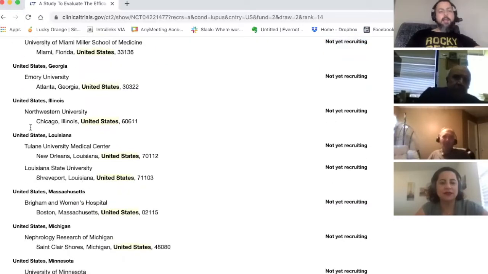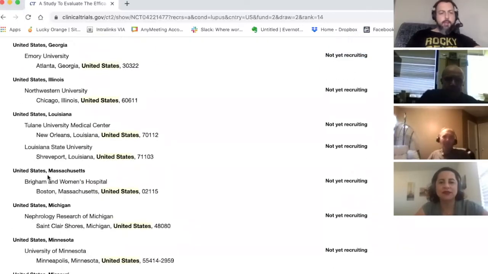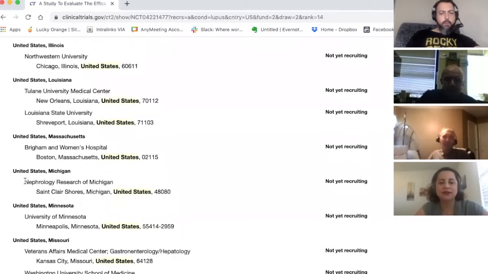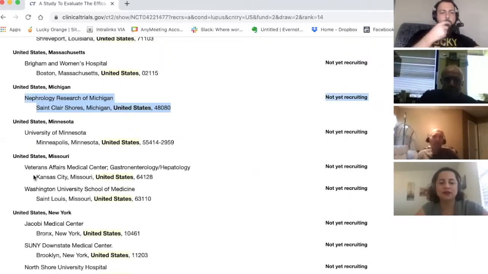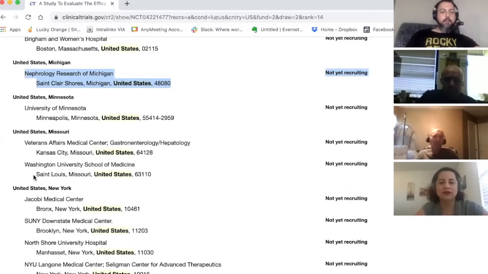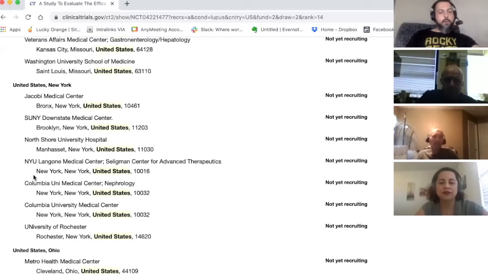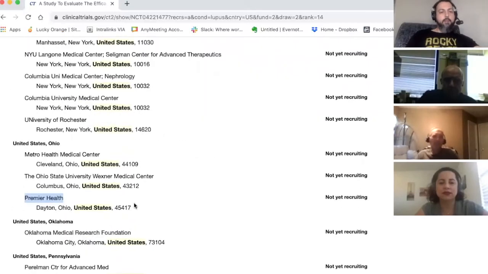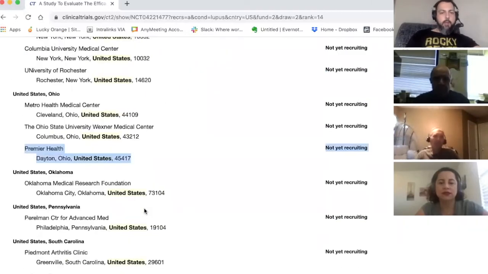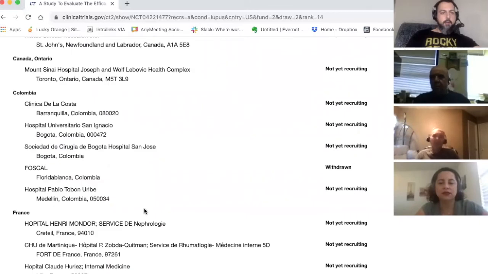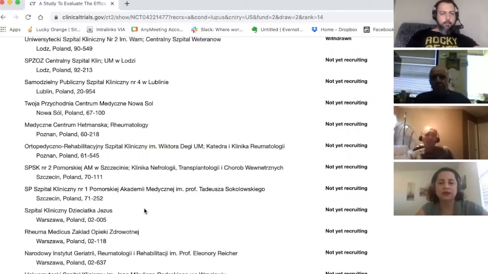Emory. This looks like a lot of academic sites mixed with a few private ones, like Nephrology Research of Michigan, Veteran Affairs, a lot of academic and institutional sites, and a few small sites, Premier Health, for example. I don't think they're small, but they're private sites. This would be good to try to get if you're looking for a study, and they also do international now. Look how many.